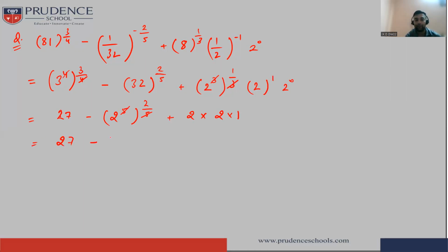27 minus 4 plus 4, and plus 4 minus 4 cancel out each other, and the answer will be 27. Right?